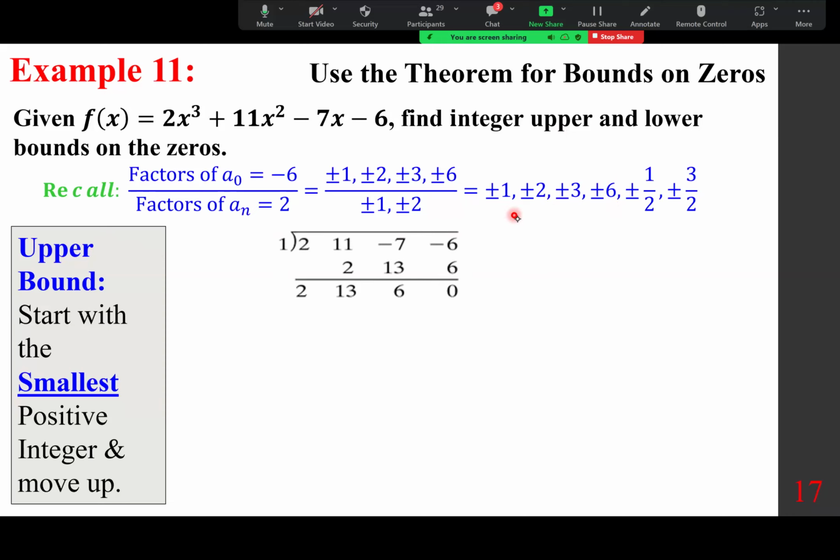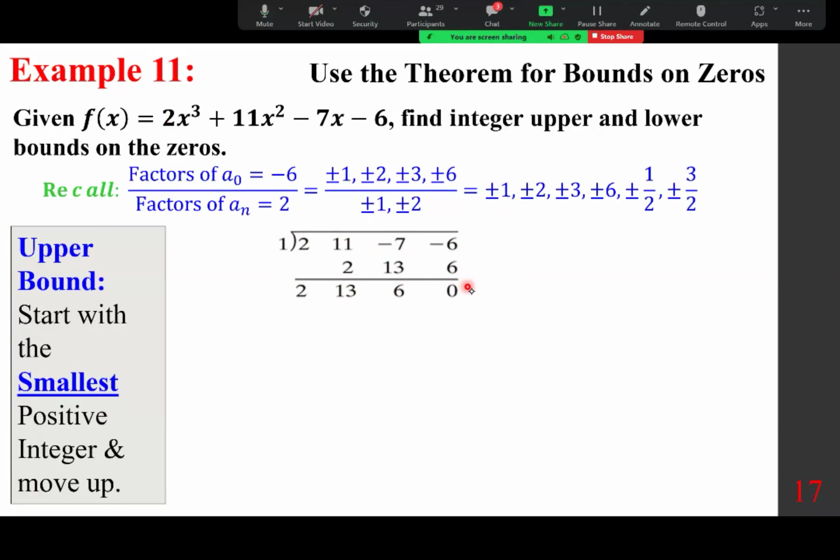So when we check with 1, everybody, notice what we get. First of all, 2, 11, minus 7, minus 6. We are checking with 1. So we drop 2, times 1 is 2. With 11 is 13, times 1 is 13. With -7 is 6, times 1 is 6. With negative 6 is 0.